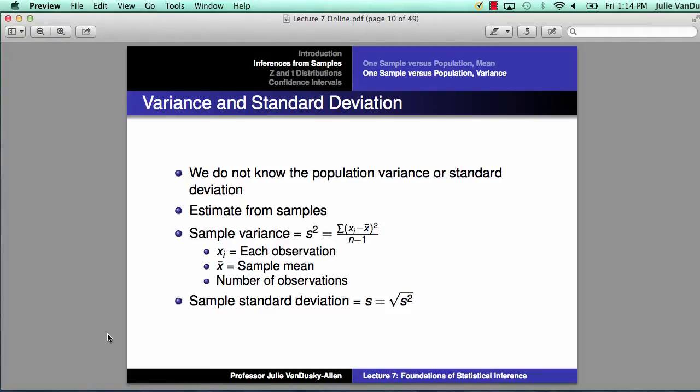First, the sample variance, denoted by an S squared, is the sum of each observation minus the sample mean squared, and that value divided by the total number of observations minus 1. Second, the sample standard deviation, denoted by the letter S, is the square root of the sample variance.